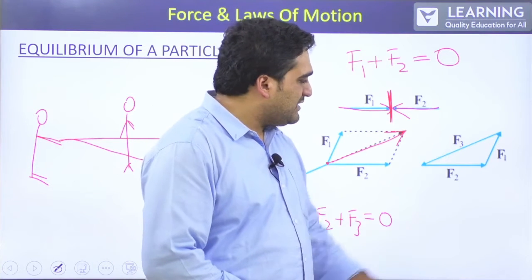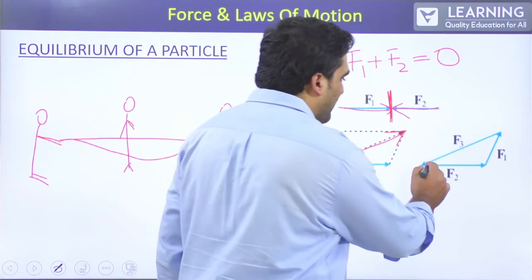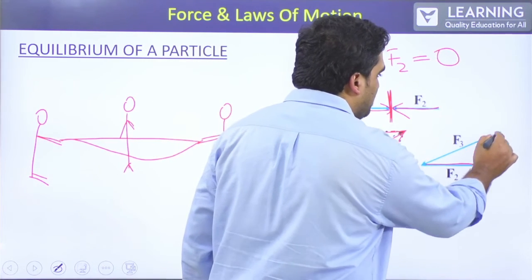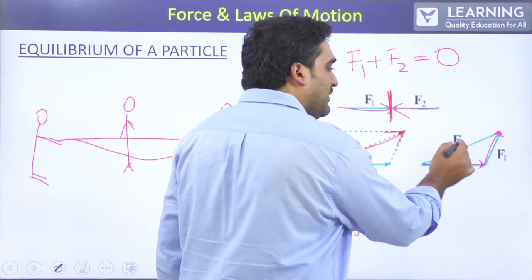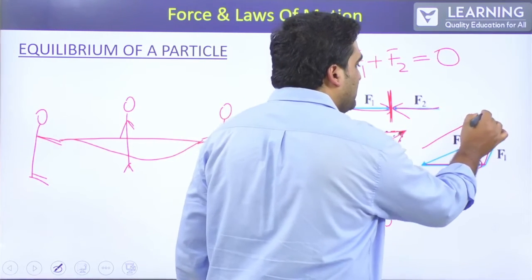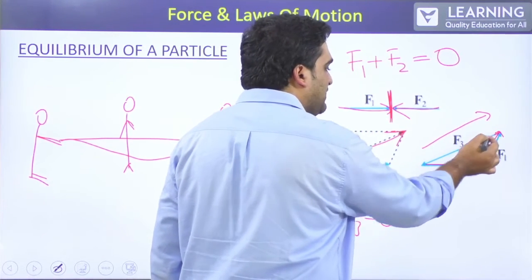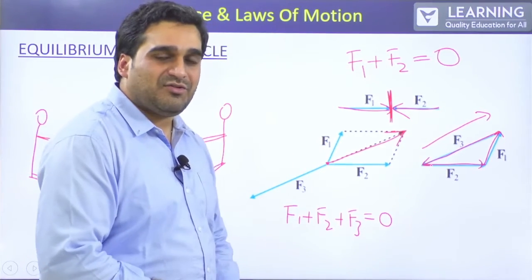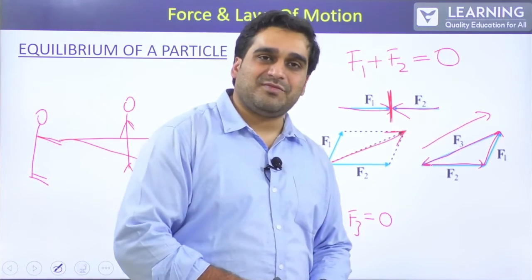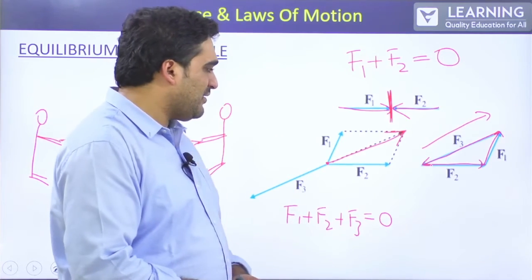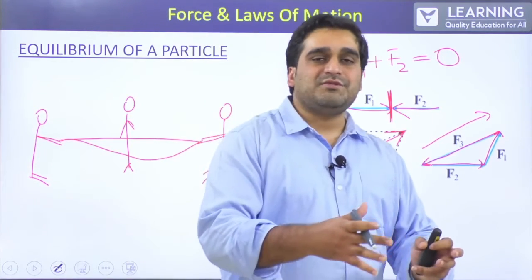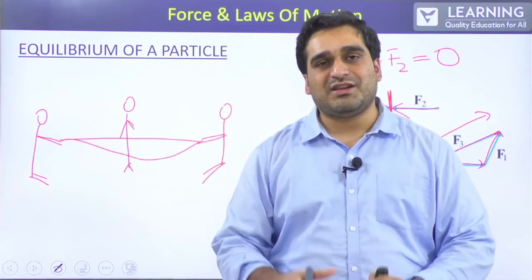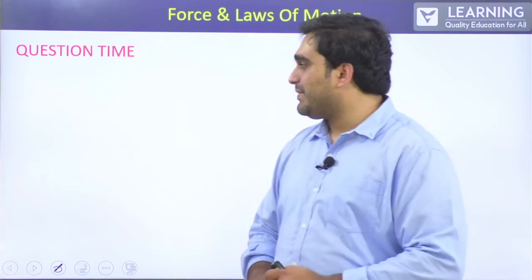And so is the case in this as well. One force along this direction, the other force in this direction. The resultant force will be along this direction, but since F3 is acting along the opposite direction, it cancels to give you a net force equal to 0. And therefore, the object remains stationary at rest.